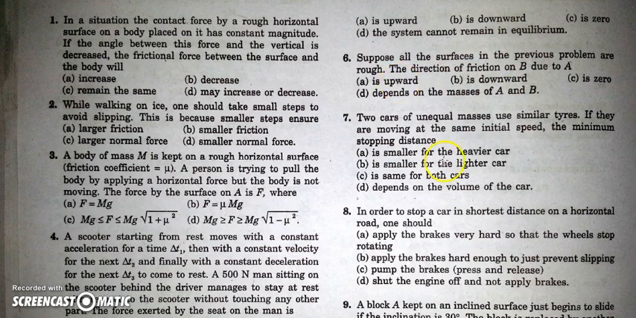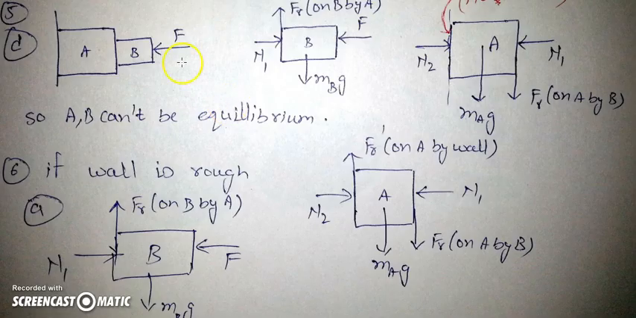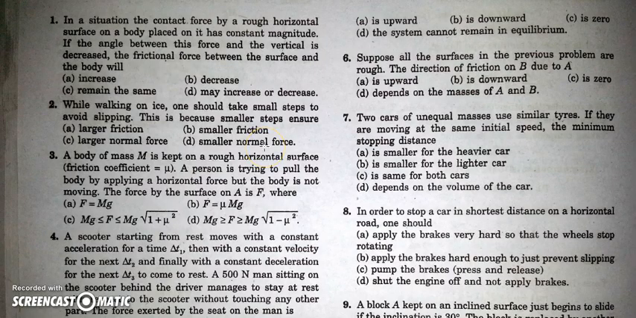Okay, next is: two cars of unequal masses use similar tires. If they are moving with the same initial speed, the minimum stopping distance will obviously be the same, because to stop we can use the maximum retardation friction can provide, which is mu g, and mu is the same because the material of the tire is the same. So it is independent of the mass. Both will stop in the same distance. They have the same initial velocity and the same retardation, so they will cover the same distance to stop.